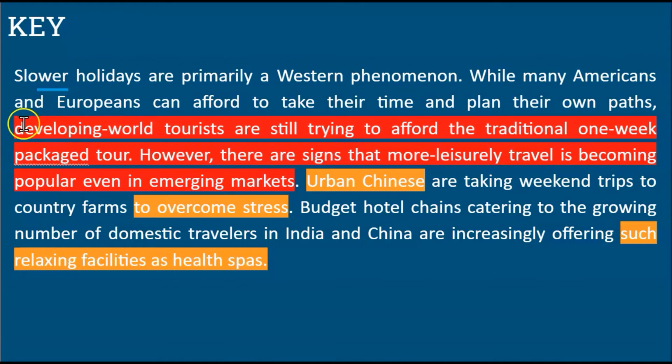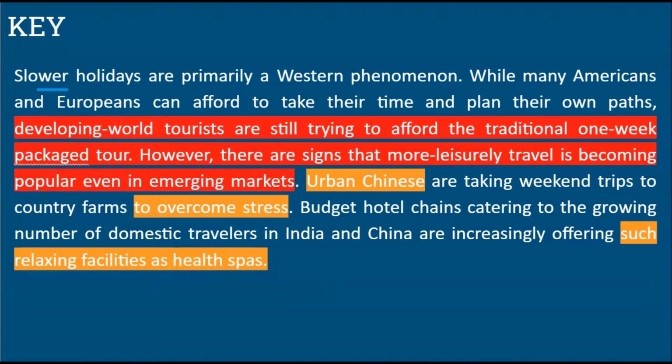And here in line 3, you can see that the sentence says, developing world tourists are still trying to afford the traditional one-week package tour. However, there are signs that more leisurely travel is becoming popular even in emerging markets. And again, there is this keyword about urban Chinese people. And again, we are given the information that these people are taking these package tours because they want to overcome the stress and they want to find some facilities such as health spas.